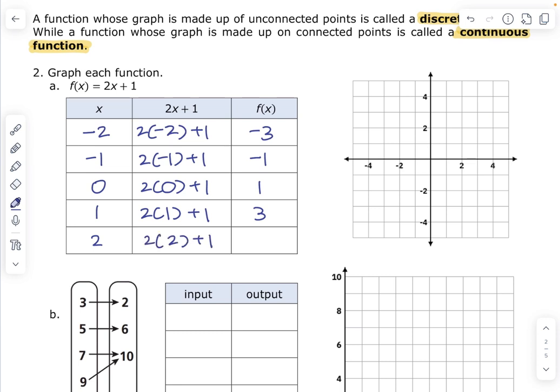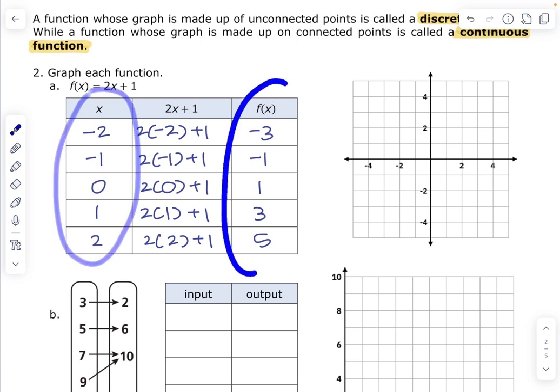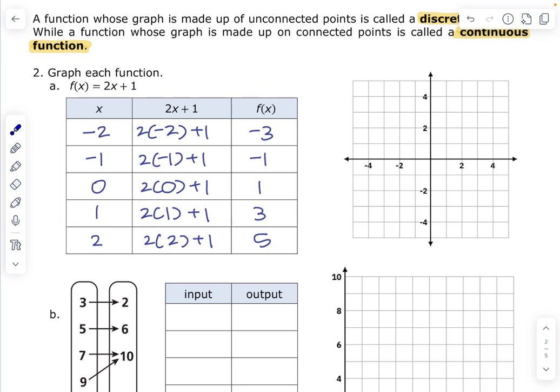Plug in 2, and I'm going to get 5. I did that super duper fast, so if you need to pause here and take a look at that work, go for it. Now on my graph, I'm going to look at my x and my f of x column, and those are going to get me my ordered pairs.